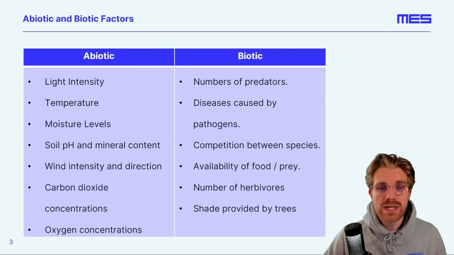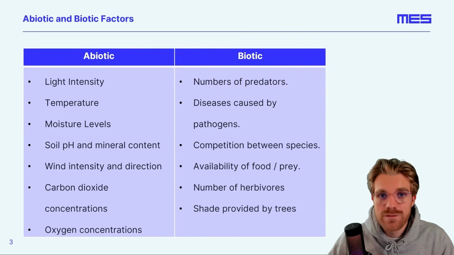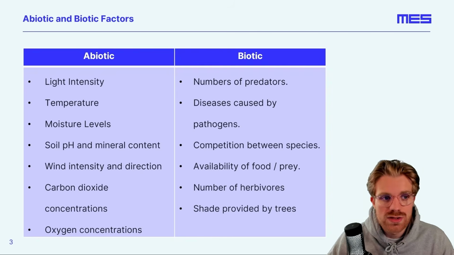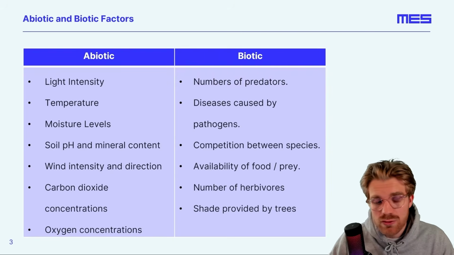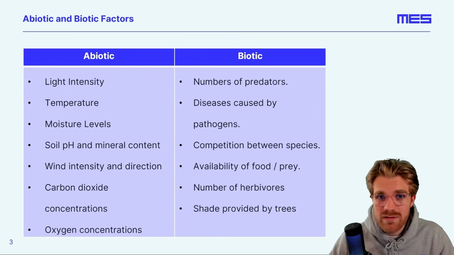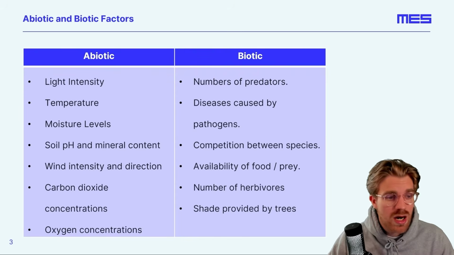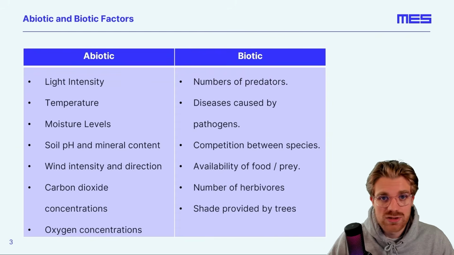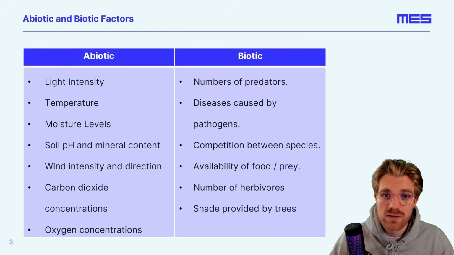Now, these abiotic factors, we need to be able to explain how each of these might affect the population, why it might affect the growth of an individual. So light intensity we can directly link to photosynthesis, temperature we can link to photosynthesis or other enzyme controlled reactions, moisture levels we can link to transpiration and water loss, soil pH and mineral content we can link to the availability of minerals for producing things like chlorophyll or the effect of pH on enzymes, wind intensity and direction we can link to transpiration, carbon dioxide concentrations we can link to perhaps rates of photosynthesis, and oxygen concentrations in aquatic ecosystems we can link to rates of respiration.